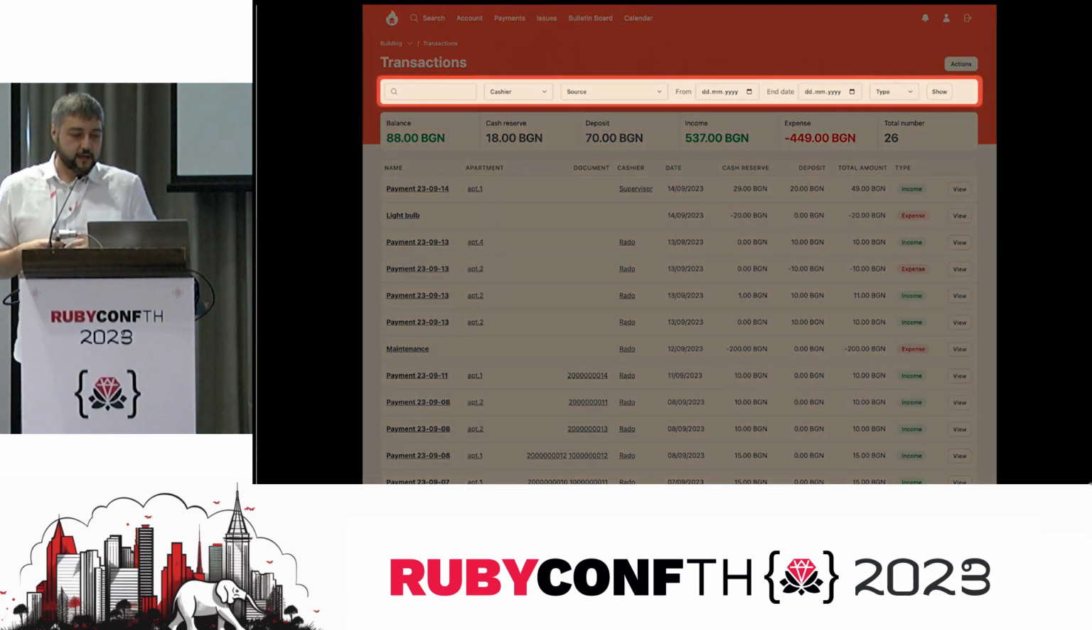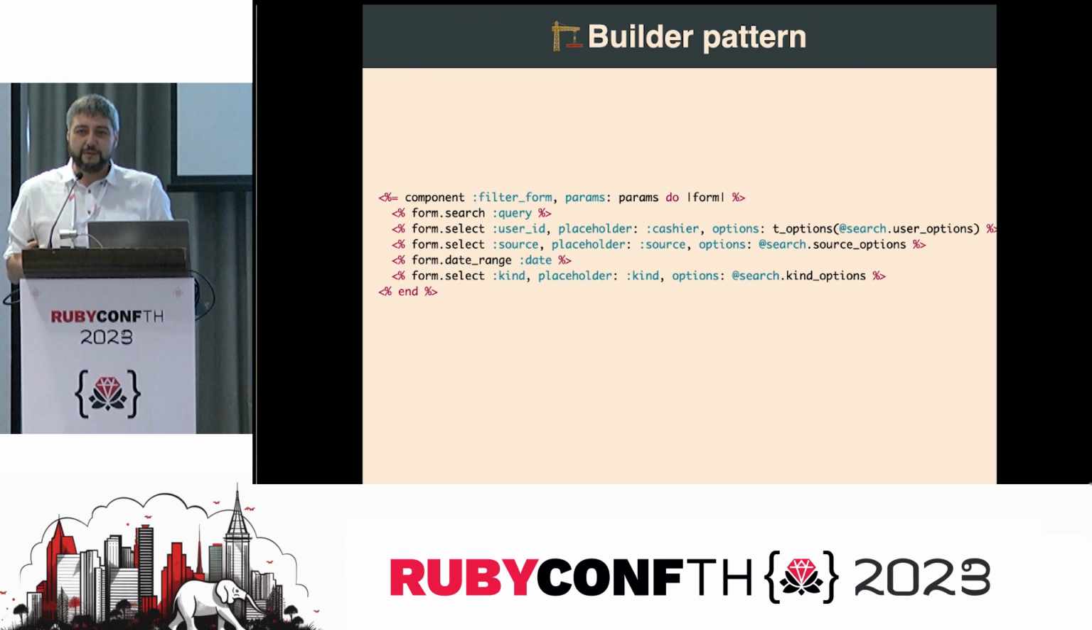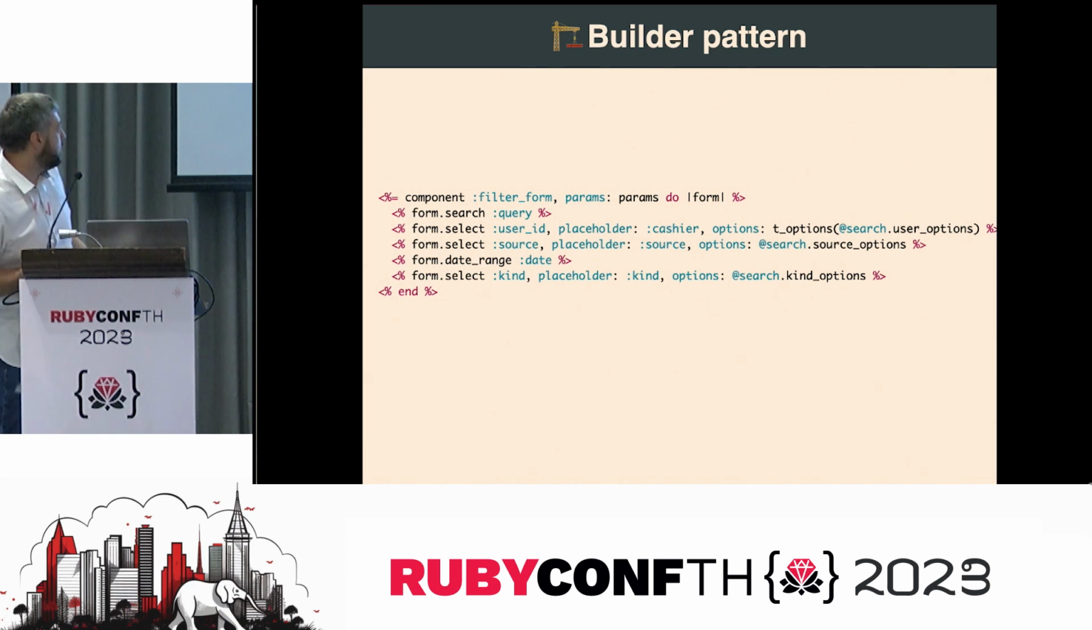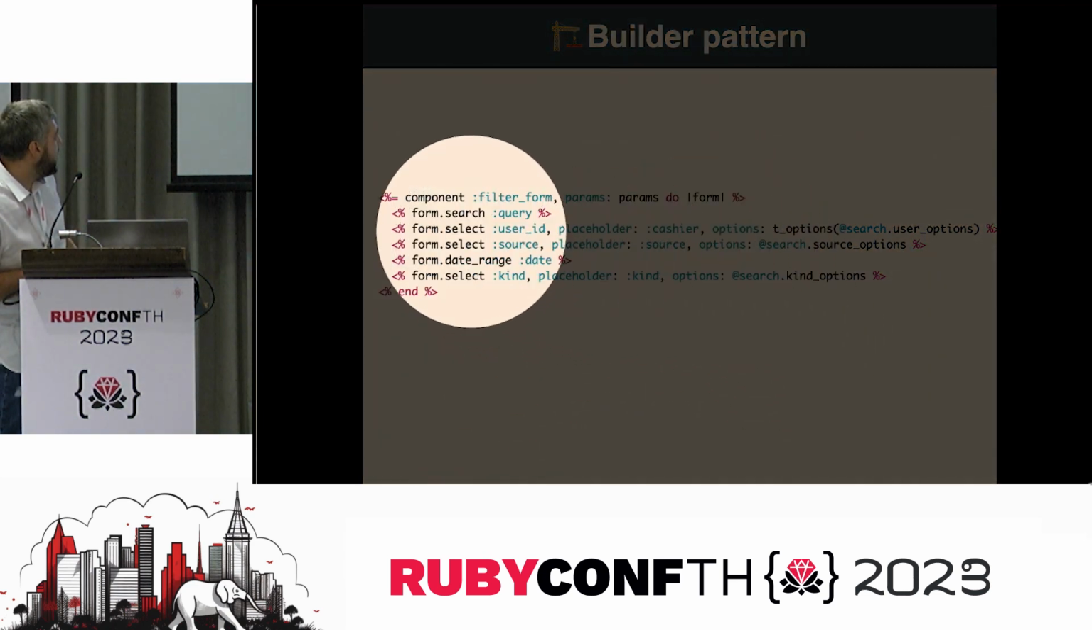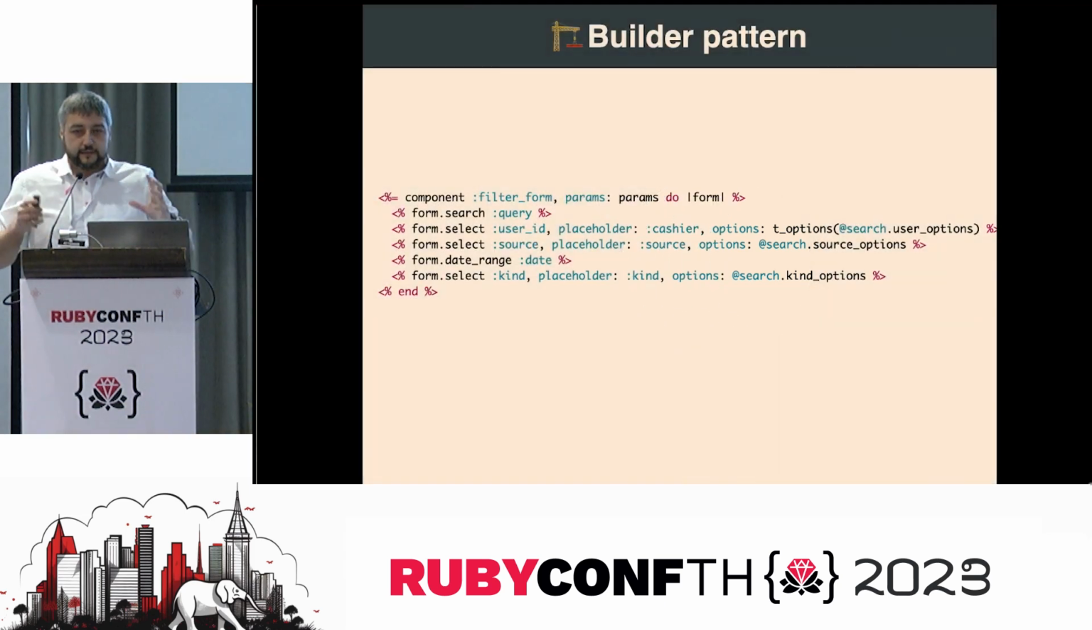The other component, which is a bit more interesting and uses a pattern I haven't seen much in the ViewComponent documentation, is my filter form. If we scroll a bit to the filter form, it uses what I call the builder pattern, just because in Rails we have this form builder object, and I use the same pattern here. I have a component, in this case the form builder, which passes the form, and I have very simple helpers, like in Rails you have form search and form select, and I have the date range. So I have this very simple thing to build filter forms with all the params.